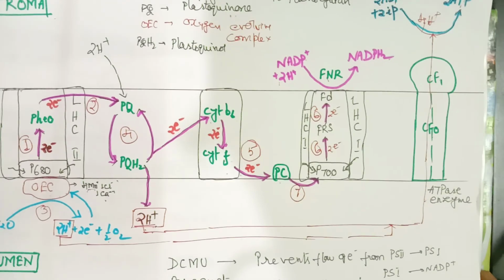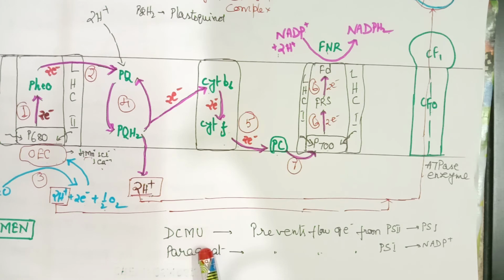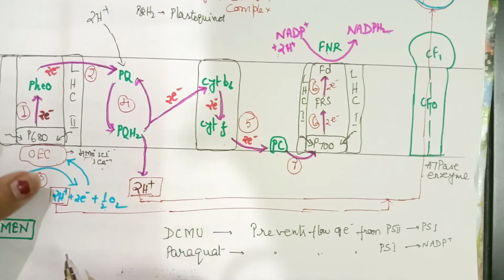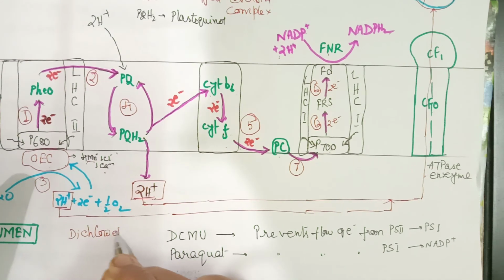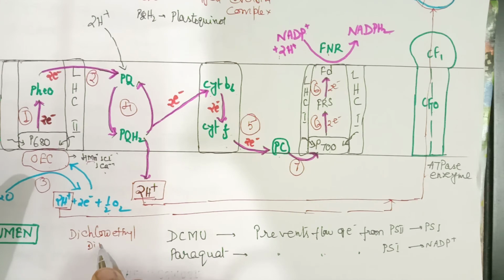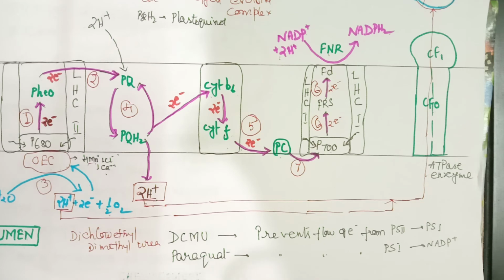Now, just one or two other points, like there are some chemicals. DCMU, dichlorophenyl dimethylurea. This is used as a weedicide, killing the weeds. So how does it kill the weeds? It prevents the flow of electrons from photosystem 2 to photosystem 1.